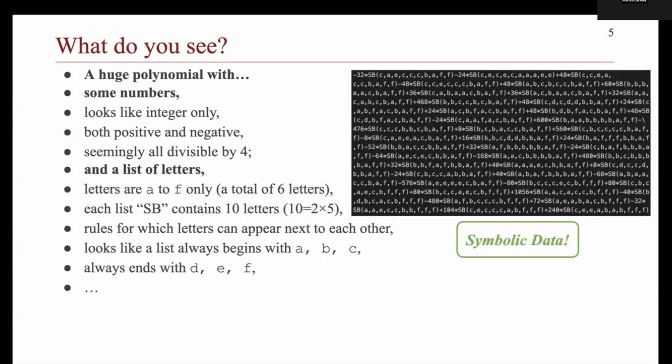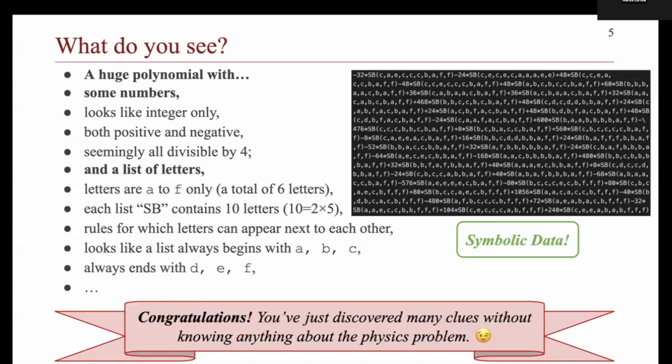It also seems like there are some rules that govern which letters can appear next to each other. For example, some very simple rules: if you look at the very first letter of each list, it seems that everything starts with only A, B, and C. And if you look at the very last letter, it seems that everything ends with D, E, F. Great. So congratulations, you've just discovered many clues without even knowing anything about the physics of this data. So the next question is, what do we actually want to do for this particular data set?